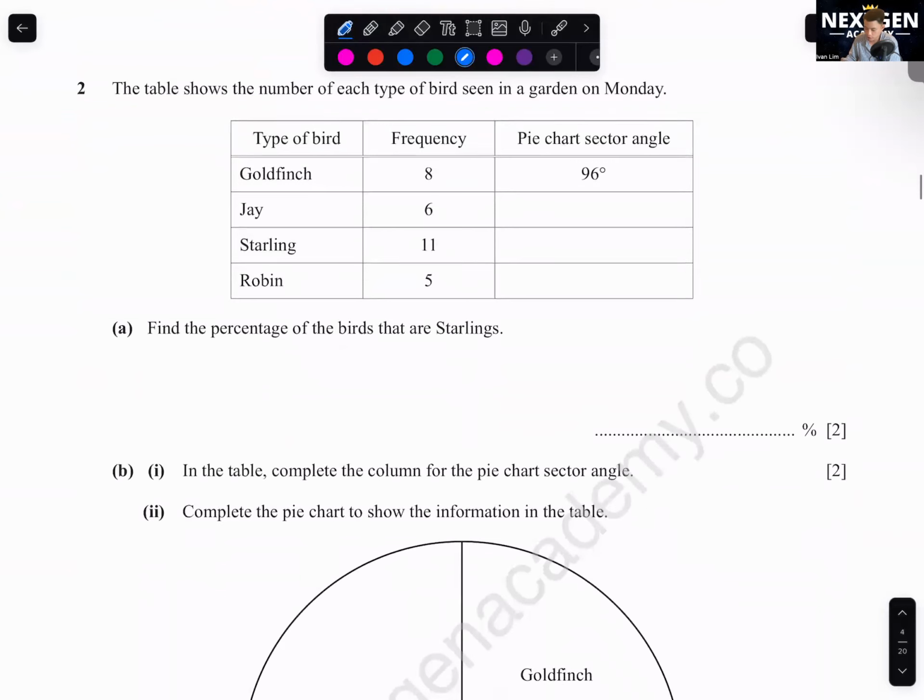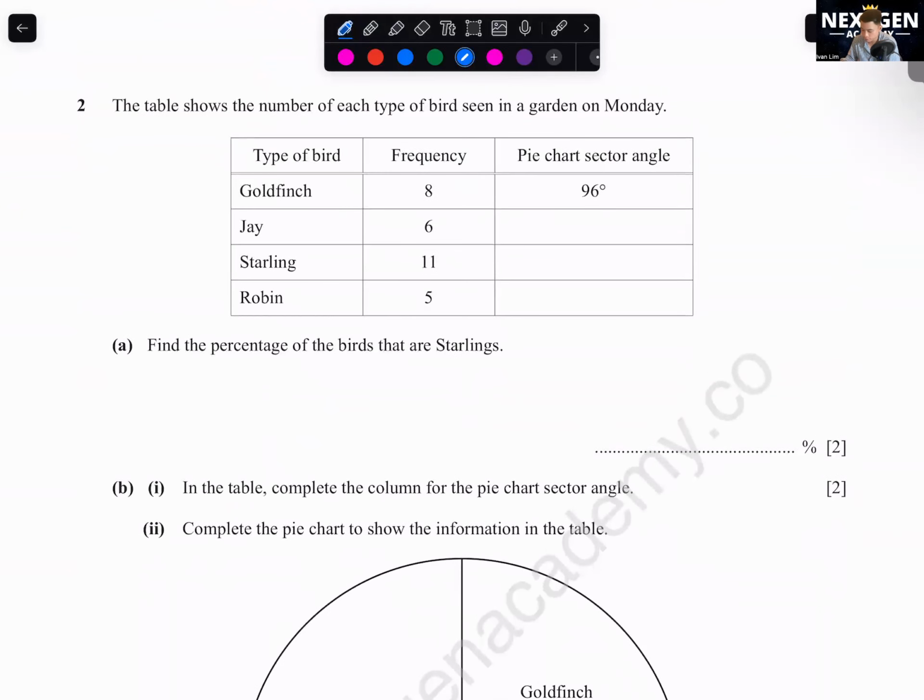Number 2, the table shows the number of each type of bird seen in the garden on Monday. Type of bird, frequency, then pie chart sector angle. So you got 8, 6, 11, and 5. Find the percentage of the birds that are starlings. Starlings, you got 11 of them. We need to calculate the total first.